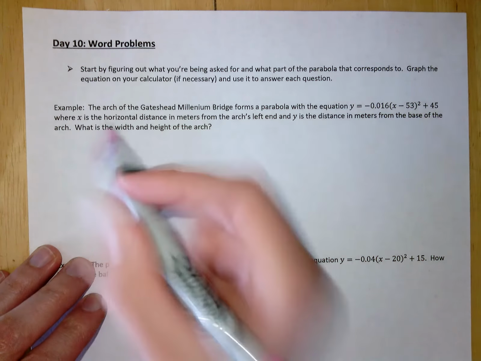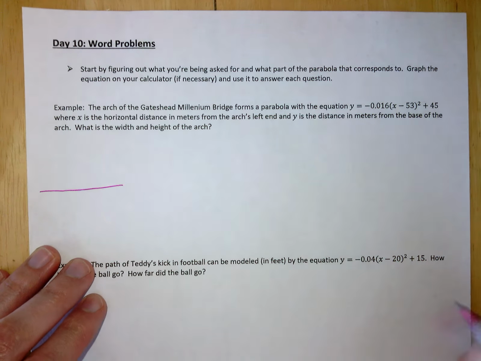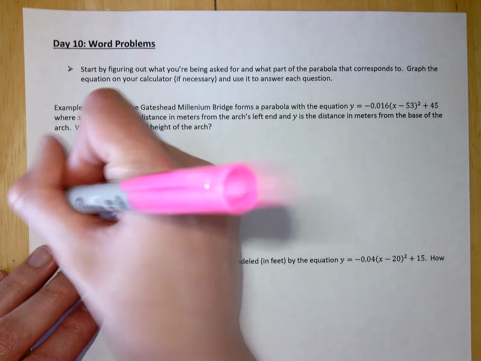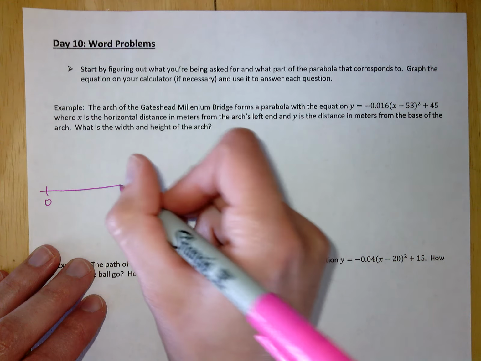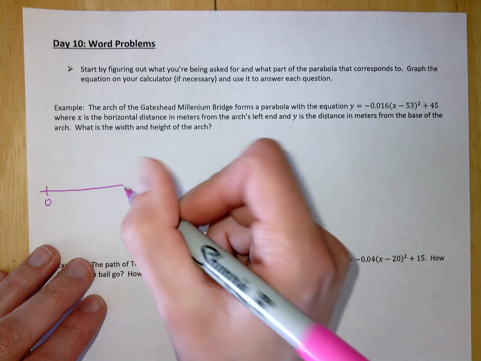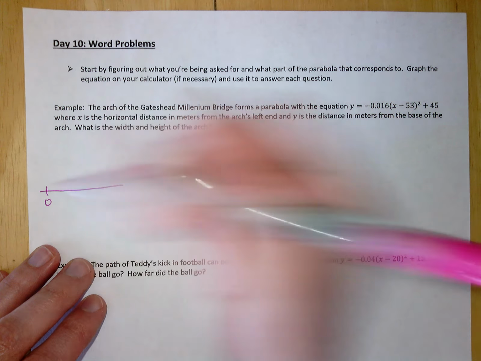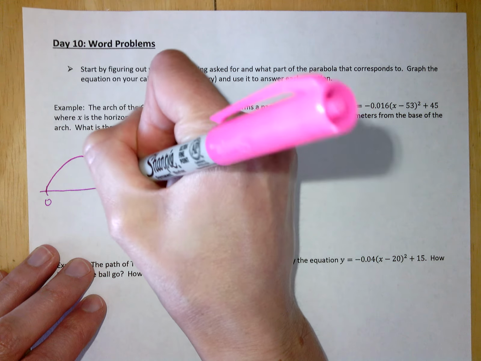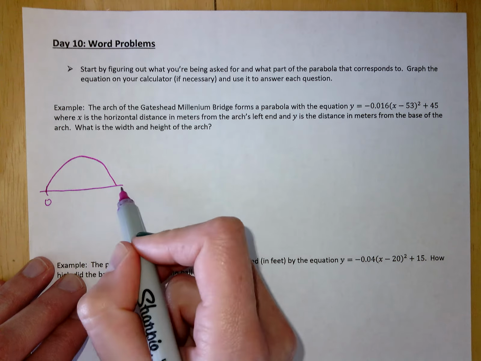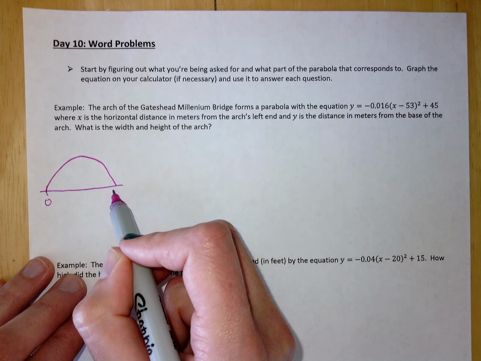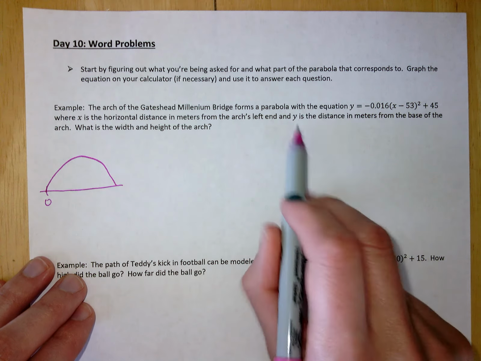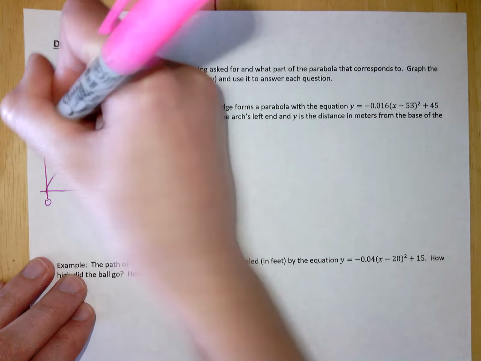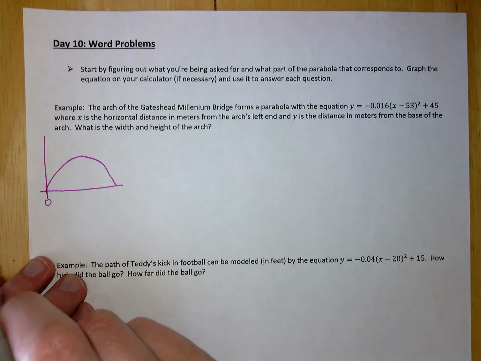What it's telling you is that your x values are the horizontal distance from the arc's left end. So if this is where 0 is, and this is, I don't know, some number over here, this is the left end of the arc. Your arc is going this way, and as these x values get bigger, the distance from the left side gets bigger. And the y value is the distance in meters from the base of the arc, so your y value is basically just your height. It's telling you how tall this thing is.